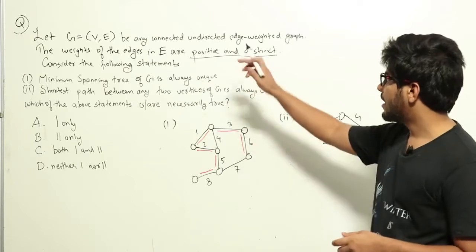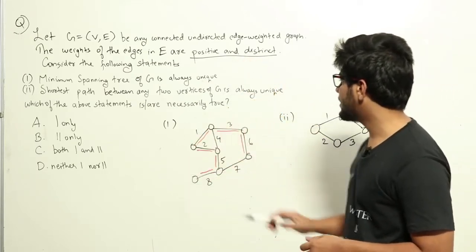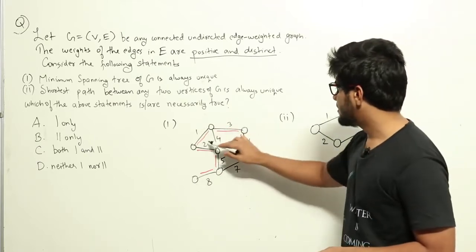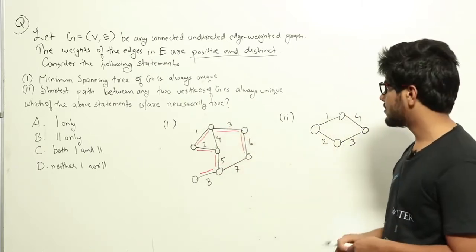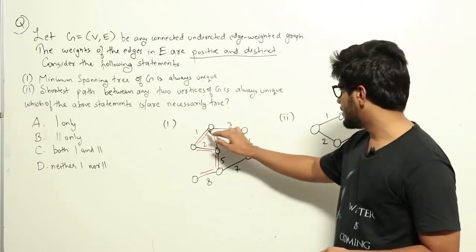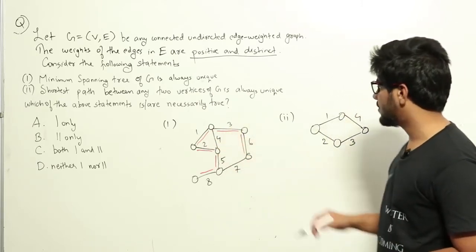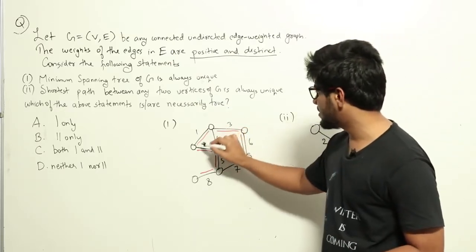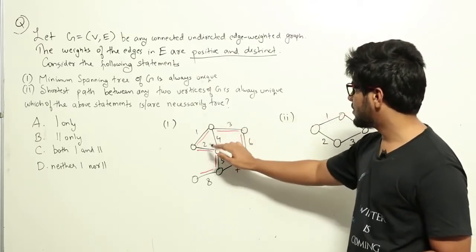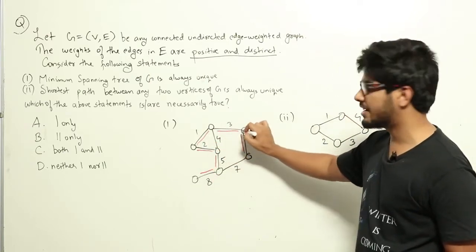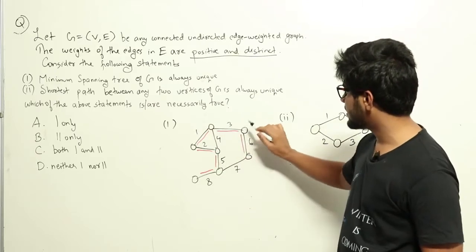So I have given one sample graph here. If you take a look at this graph, all of the edges have distinct weights here. So let's try Kruskal's algorithm and how it proceeds. So all the edge weights are 1, 2, 3, 4, 5, 6, 7, 8. So it will choose the minimum one first. So it will choose this edge given by this red line here. And after that, it will choose this edge 2 given by this line here. After that, it will choose this edge, that is 3, given by this line here.